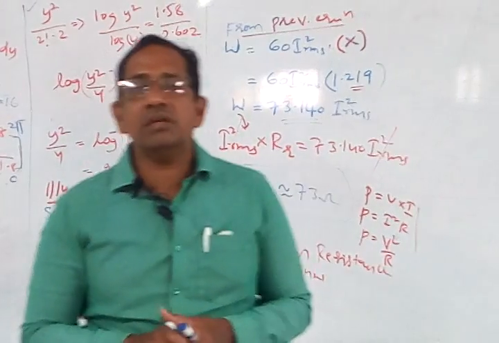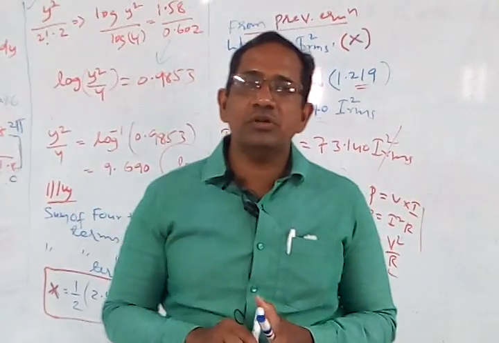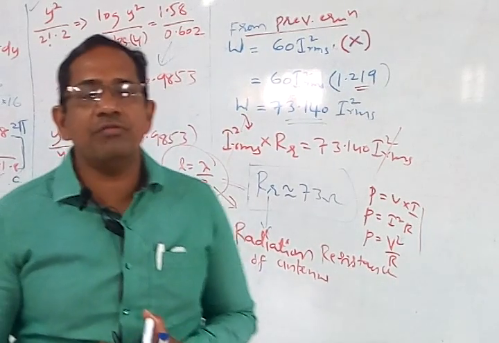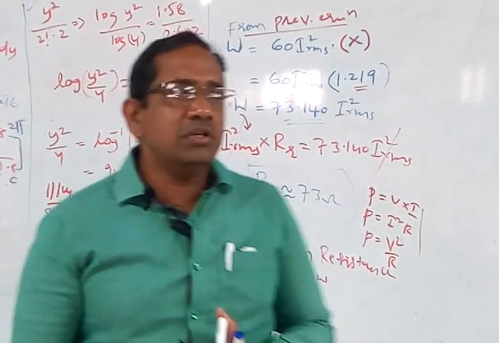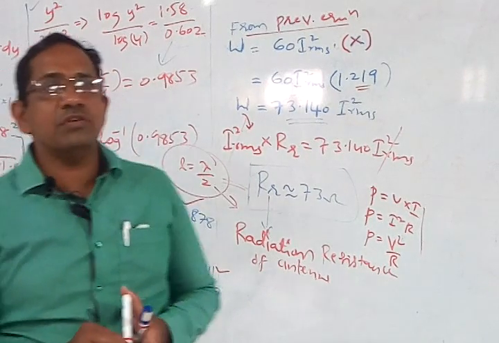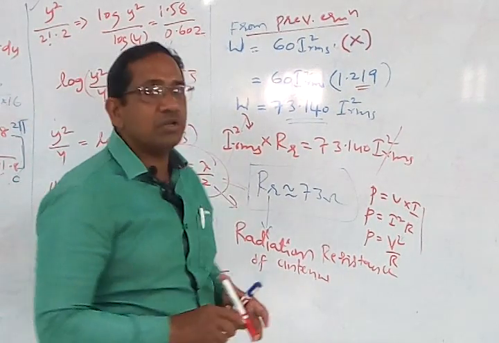Now since the length of the antenna is directly proportional to lambda by 2, we simply call this dipole antenna a half wave dipole antenna. Now in this half wave dipole antenna, what is the radiation resistance value which we have got? Which we got as 73 ohms.